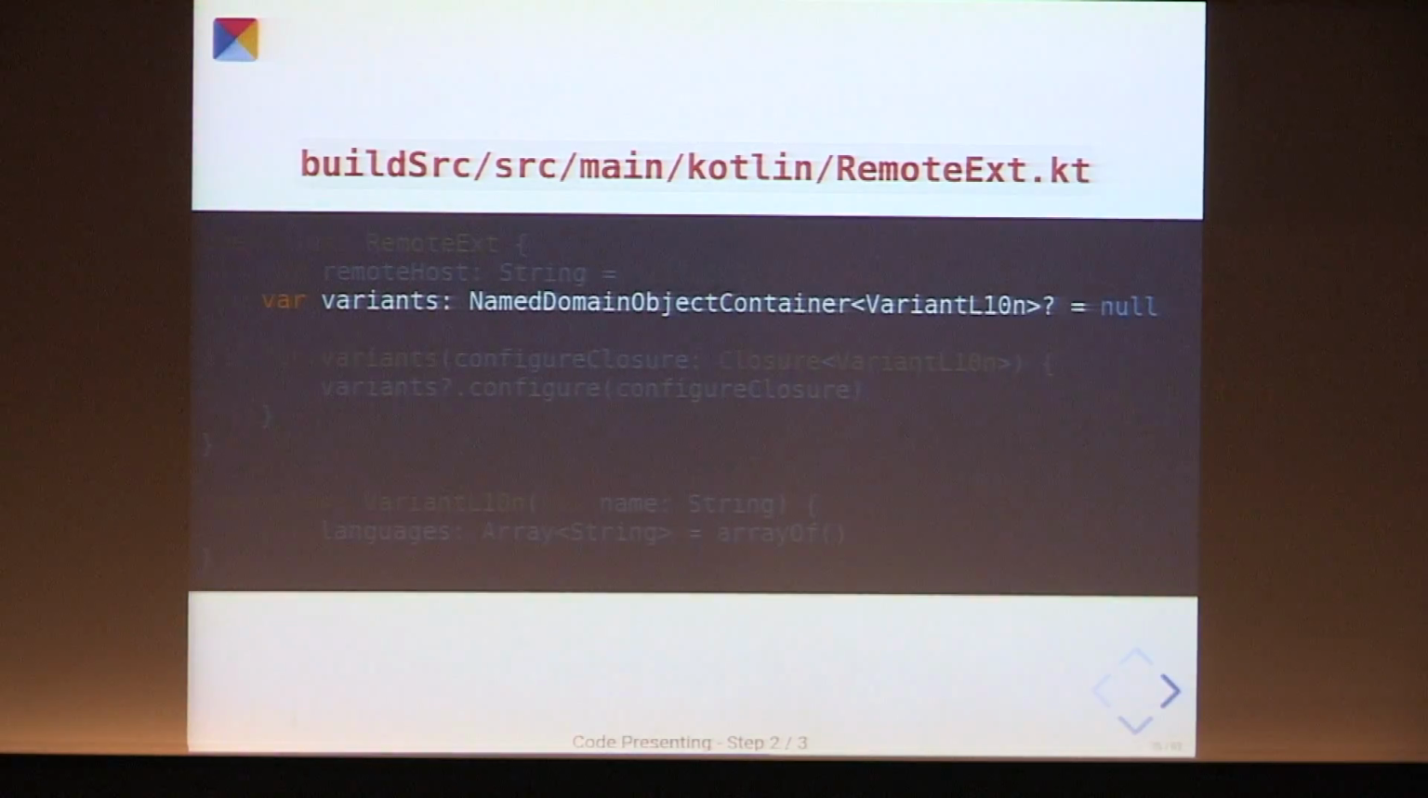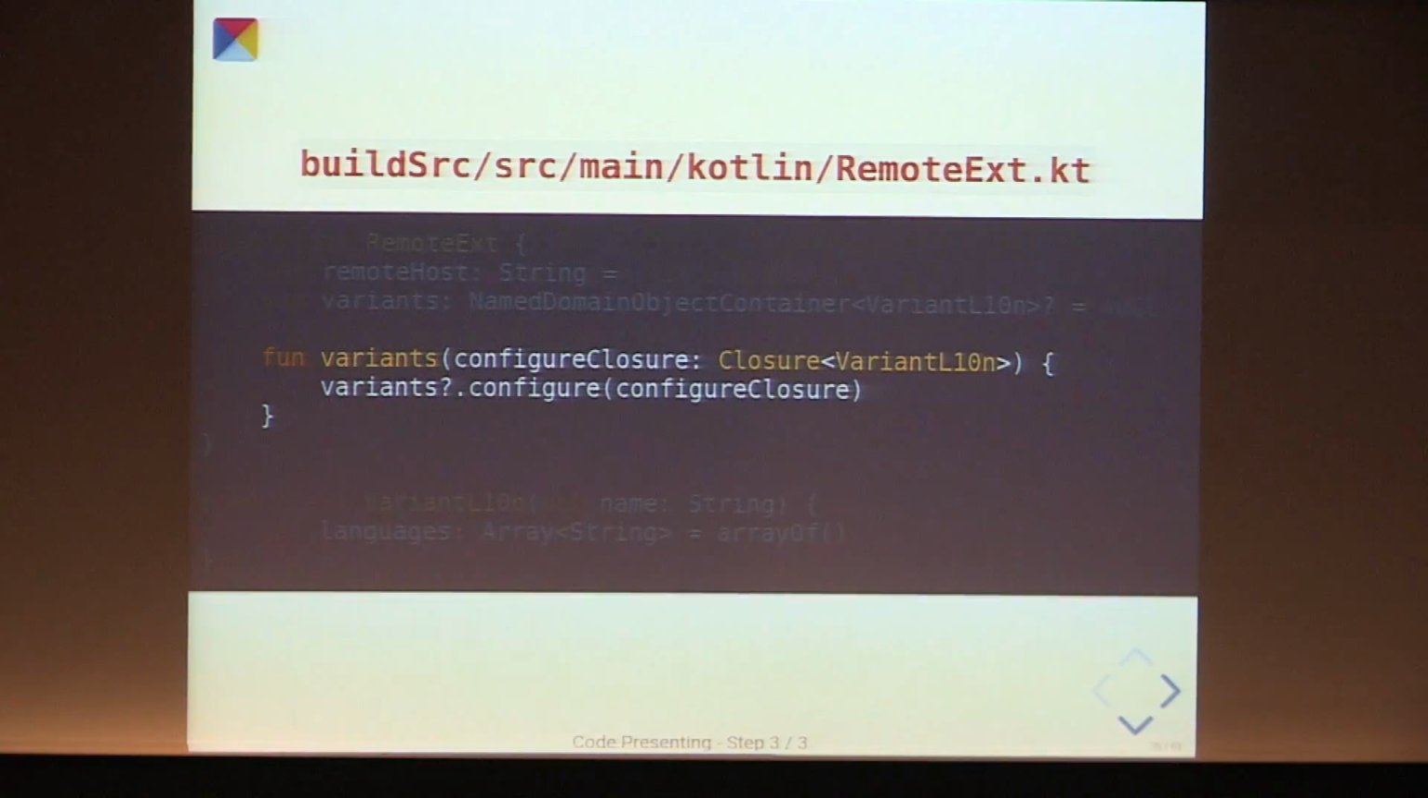And so in my remote extension, I'm going to add a named domain object container, which is basically an implementation of a set, but it's a set that can be configured from Gradle using a DSL. And I need to add this method that basically is just going to say, okay, I have a configuration that has been defined in the user's build.gradle file, and I'm going to apply it to my variants. So this is the magic method that's going to create all your variants instances.